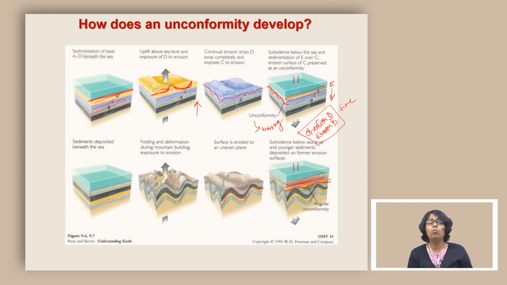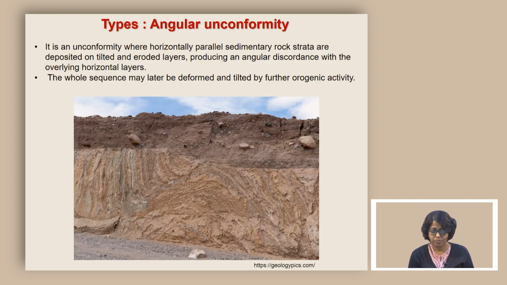Now, depending on what kind of layers we are seeing above and below, the unconformities can be classified even further. An angular unconformity is when the horizontally parallel sedimentary rock strata are deposited on tilted and eroded layer, and they sort of result in an angular discordance, and that is why we call it an angular unconformity.